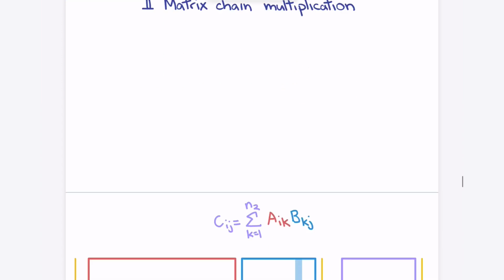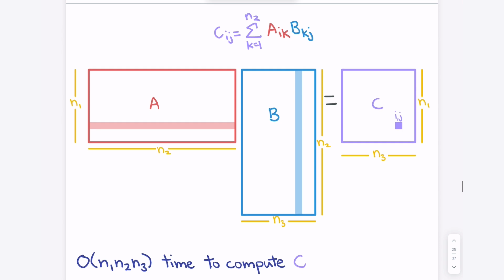So here's a second application where we're going to try to use a similar technique. This is about multiplying two matrices. A matrix is a grid of numbers. So this would be N1 rows and N2 columns. It's like an Excel spreadsheet.